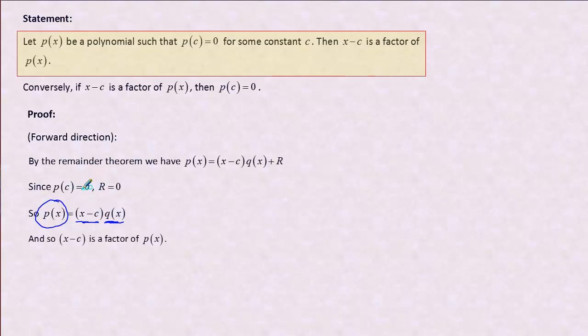Now, just coming back to this step, think about here c minus c. If we have that in there, this is 0. This whole term becomes 0. P of x is equal to r. And we're being told in this part that p of c is 0, so r would be 0.